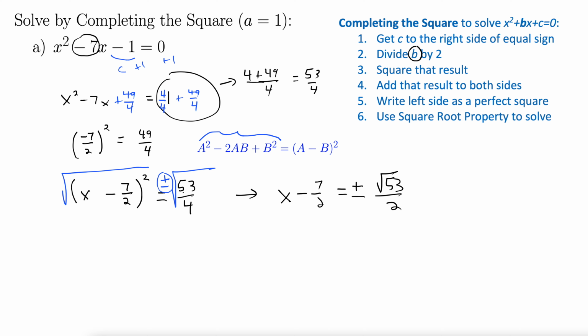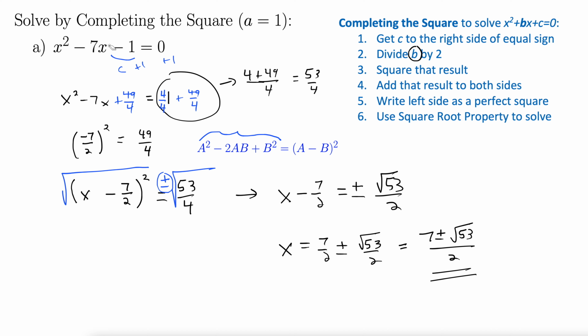Okay, so I broke up the square root into rad 53 over rad 4, and then the square root of 4 is simply 2. Finally, we're solving for x, so I'm going to add 7 halves to both sides. So x equals 7 halves plus or minus rad 53 over 2, which is a perfectly fine answer. We could also write this as 7 plus or minus rad 53 all over 2. Note that this is actually 2 different answers, 7 plus rad 53 over 2 and 7 minus rad 53 over 2.